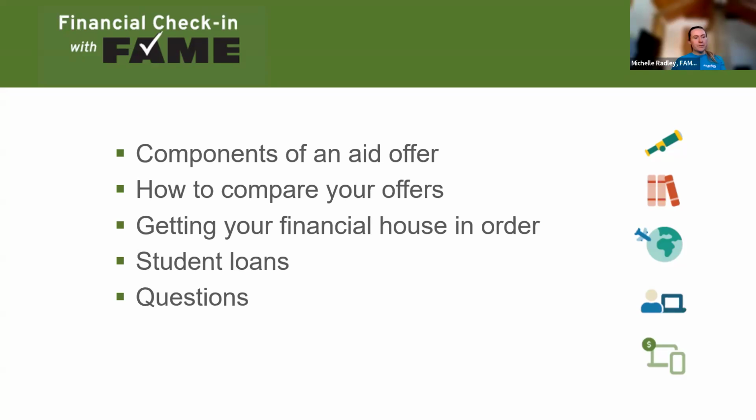So yeah, a little bit about what we're going to be talking about today: the different components of aid offers, as well as the strategies we employ to compare these aid offers. Then we'll talk a little bit about the financial education side of things, so getting your financial house in order, as well as what the student loan programs look like. We'll be primarily talking about the federal loan program, but we'll also talk a little bit about what options are out there beyond that as well.